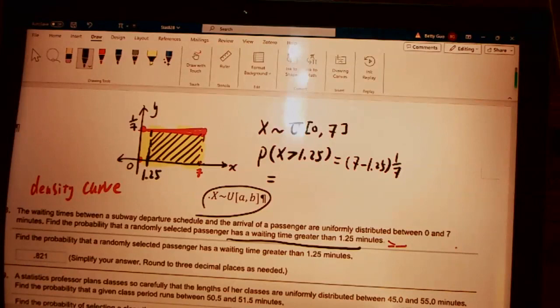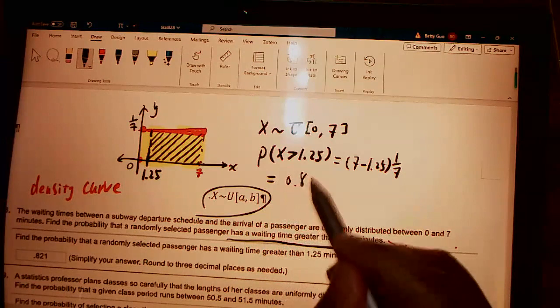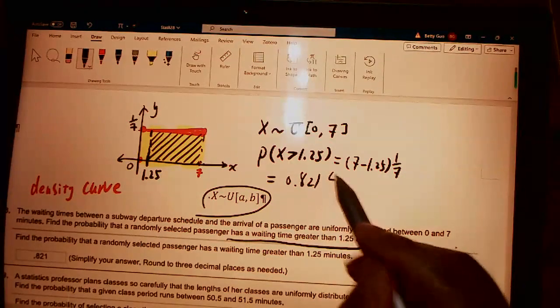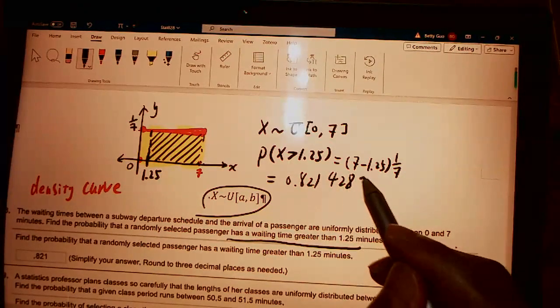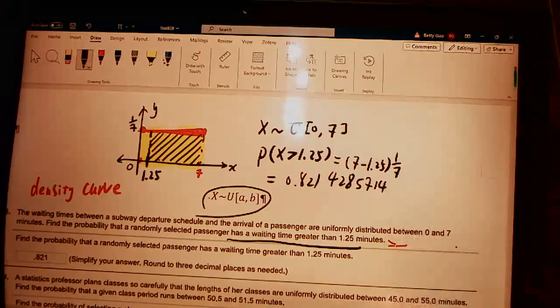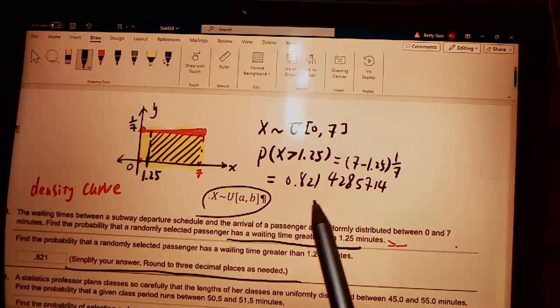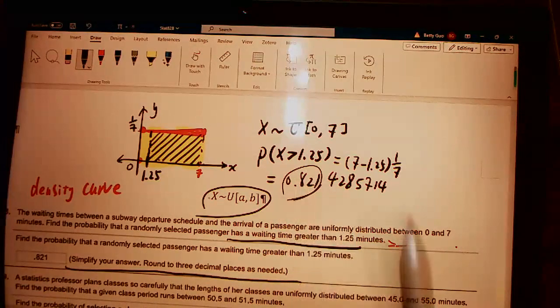I have 0.8214285714. Do you have the same thing, guys? Yeah, Leah has the same thing. So my calculator tells me 0.821428, very precise. We need to round to 3 decimal places as needed, so rounding it, we have 0.821.